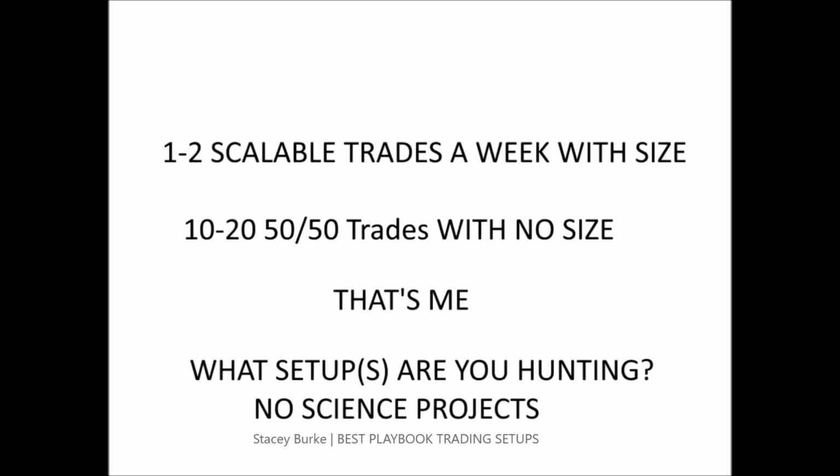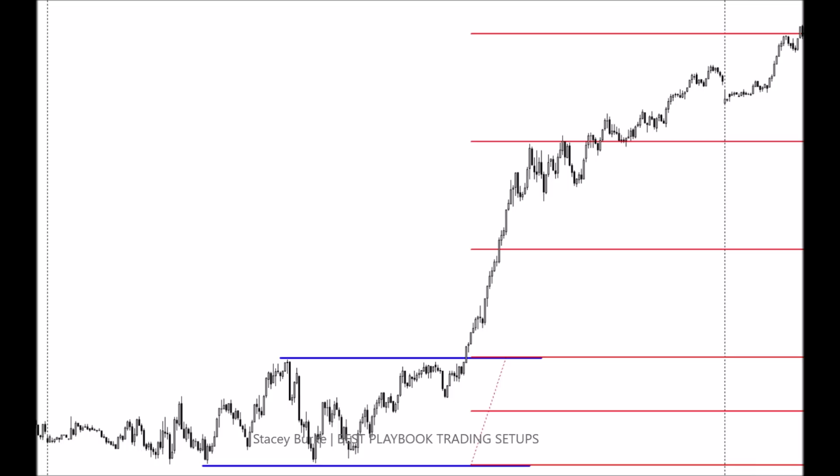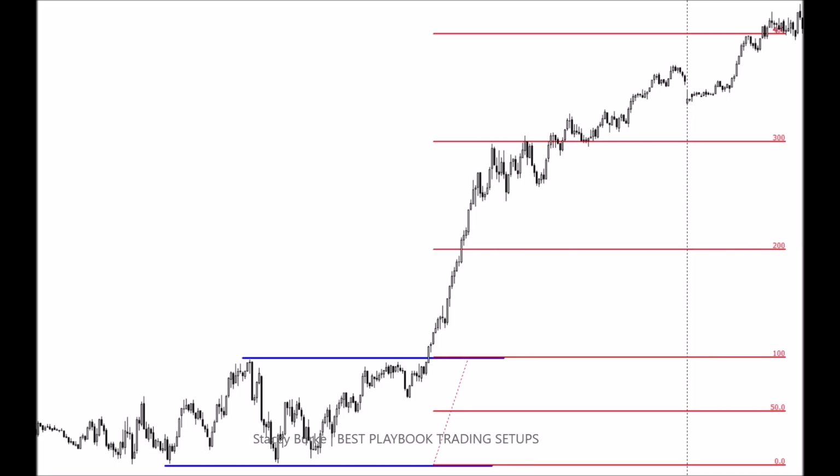I definitely don't want any science projects. I have zero interest in these types of market conditions. I know some traders may disagree with that, but my opinion, my belief system, my approach to the markets is I have zero interest in looking at a chart like this. And I repeat again, what setups are you hunting? I'm hunting out parabolic opportunities that rinse and repeat that are ACB trade setups. Simple, repeatable, and scalable. What setups are you hunting?